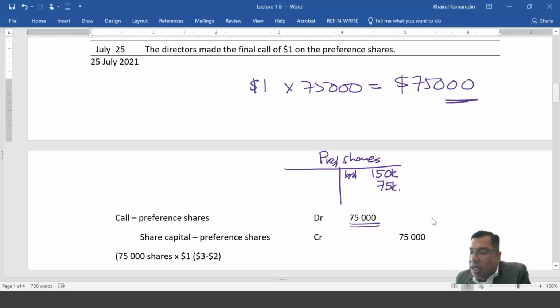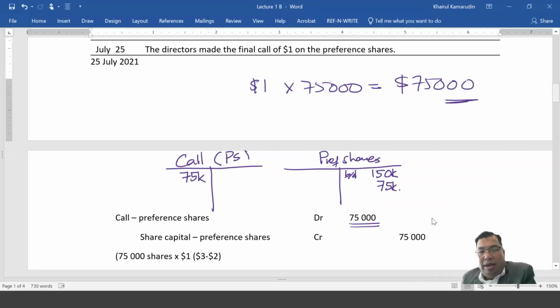Okay, do I receive the money? No. So I create another temporary account. I create call. It's like a receivable account. Call preference shares. So I'm going to debit here 75,000.